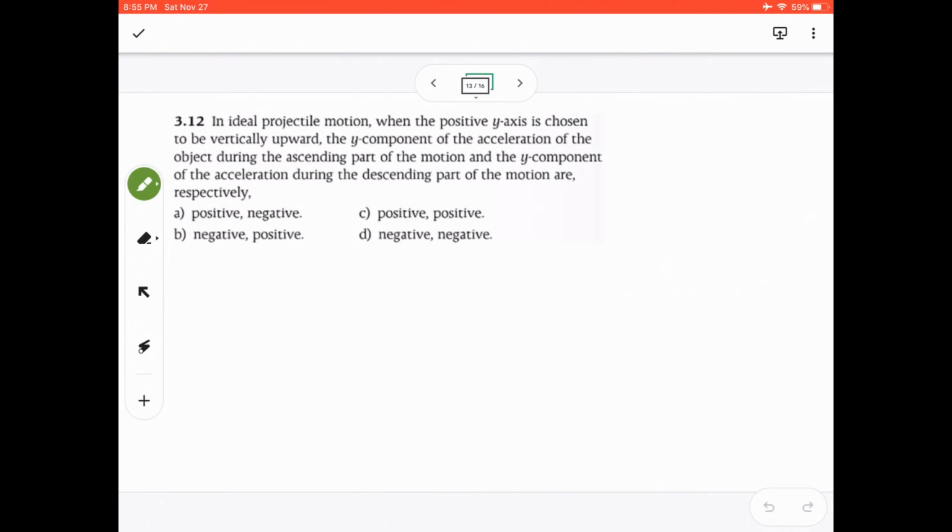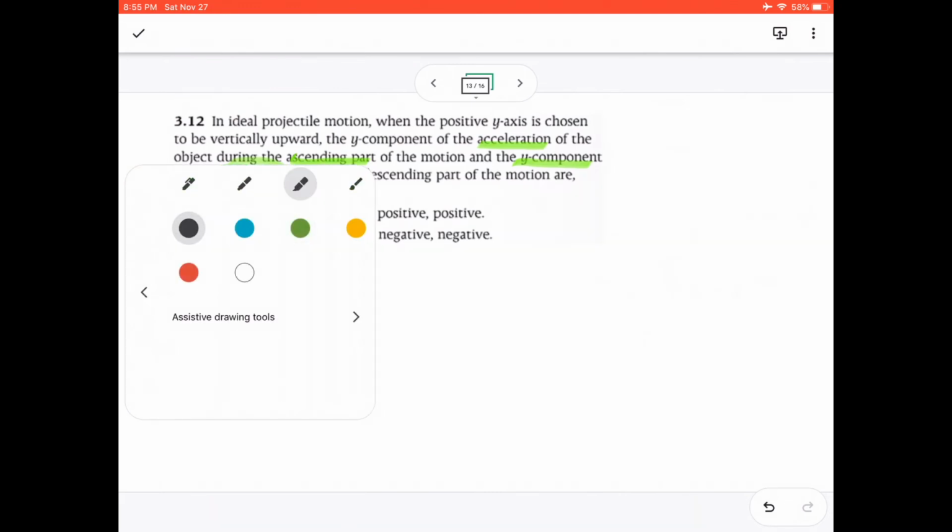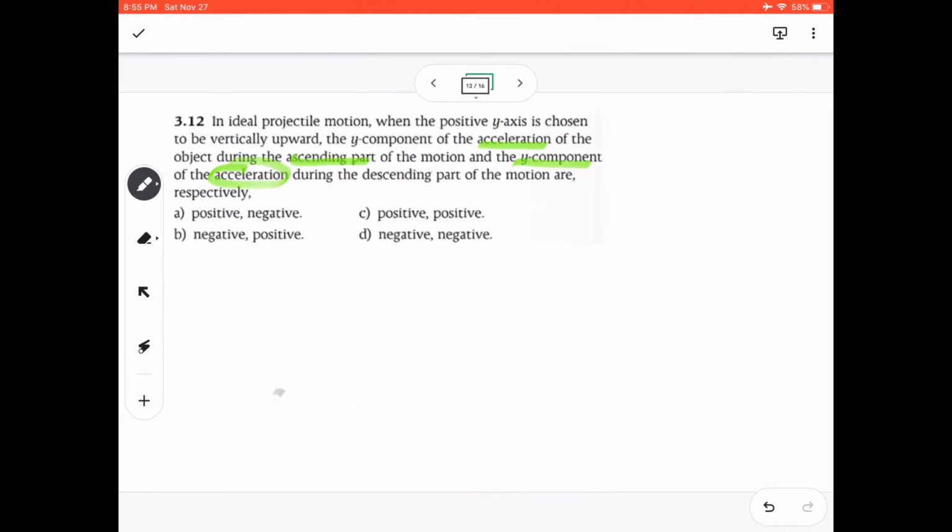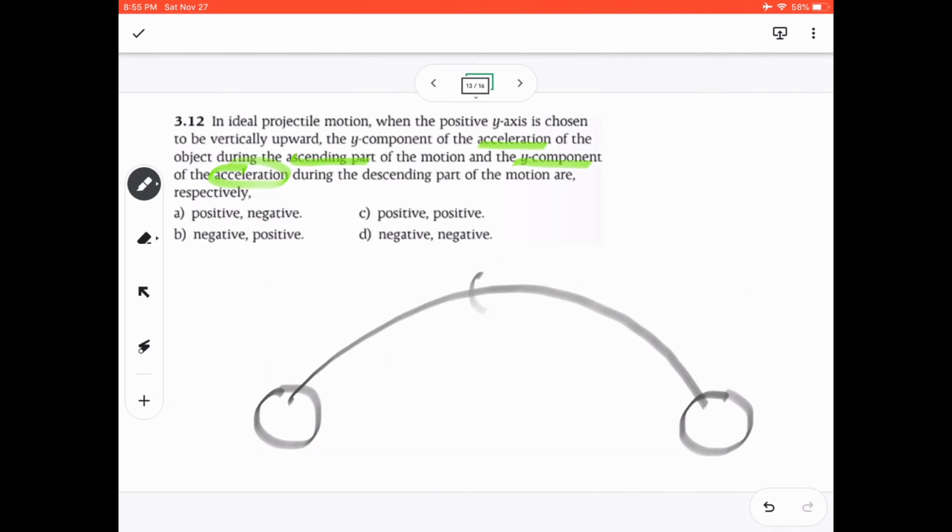Question 12. In ideal projectile motion, when the positive y-axis is chosen to be vertically upward, the y component of the acceleration of the object during the ascending part of the motion and the y component of the acceleration during the descending part of the motion are respectively. So we just discussed this in the previous slide. It's just talking about acceleration.